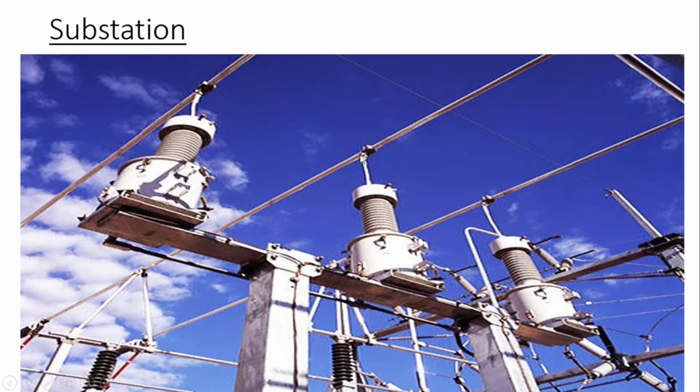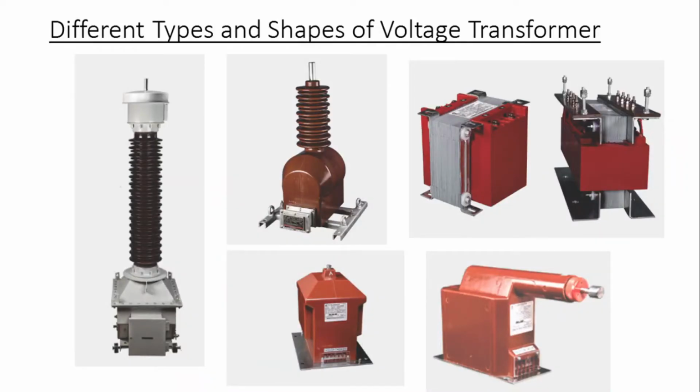You can see the high voltage line is connected with one terminal, which is the high voltage terminal of VT, and VT's high voltage N terminal is connected with earth. The secondary winding terminals are at the base of VT, which is connected to metering or protective devices. We will see the internal construction of VT in upcoming slides.